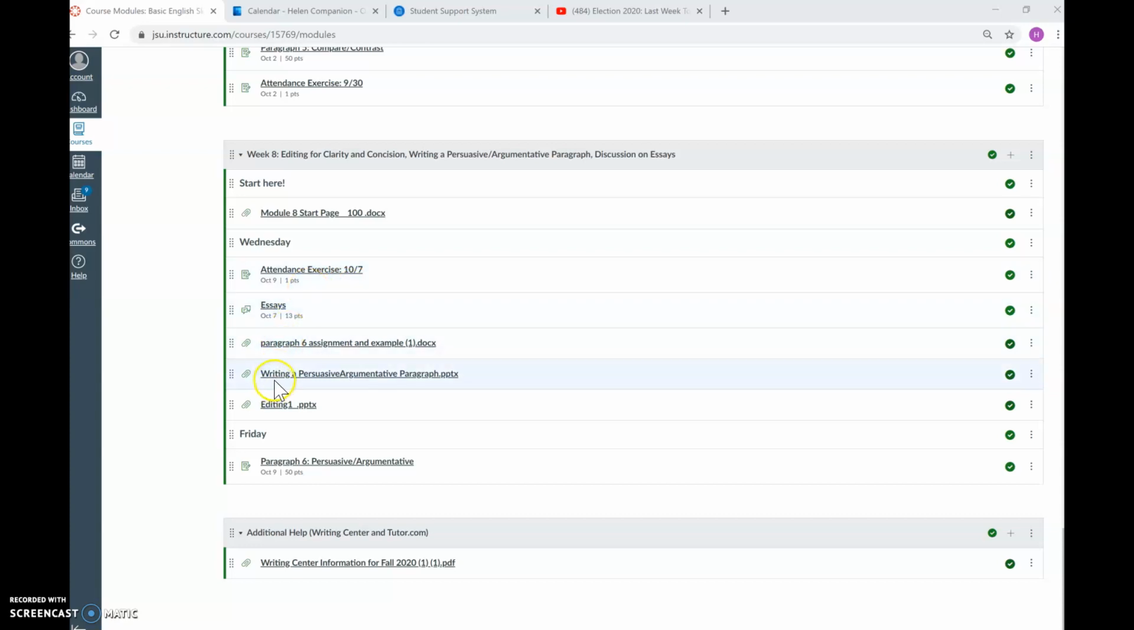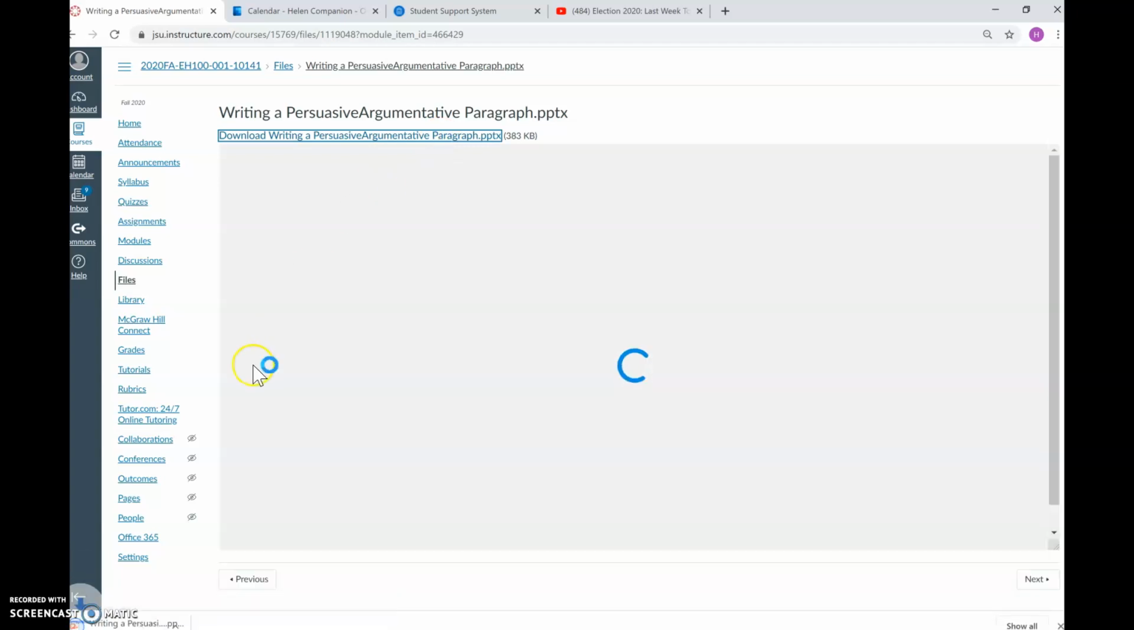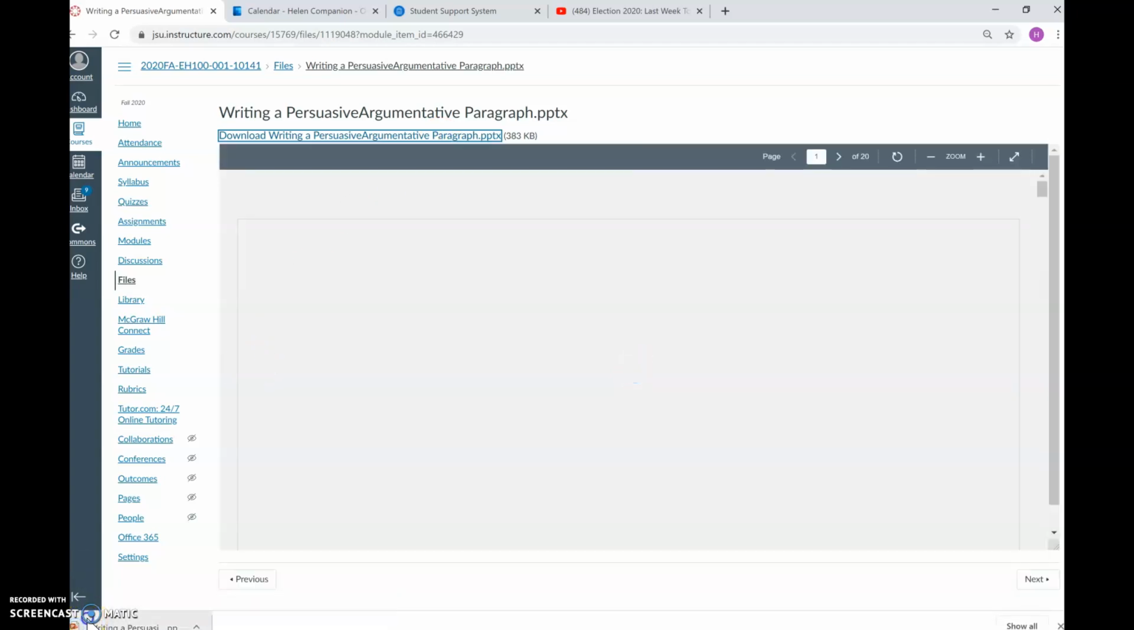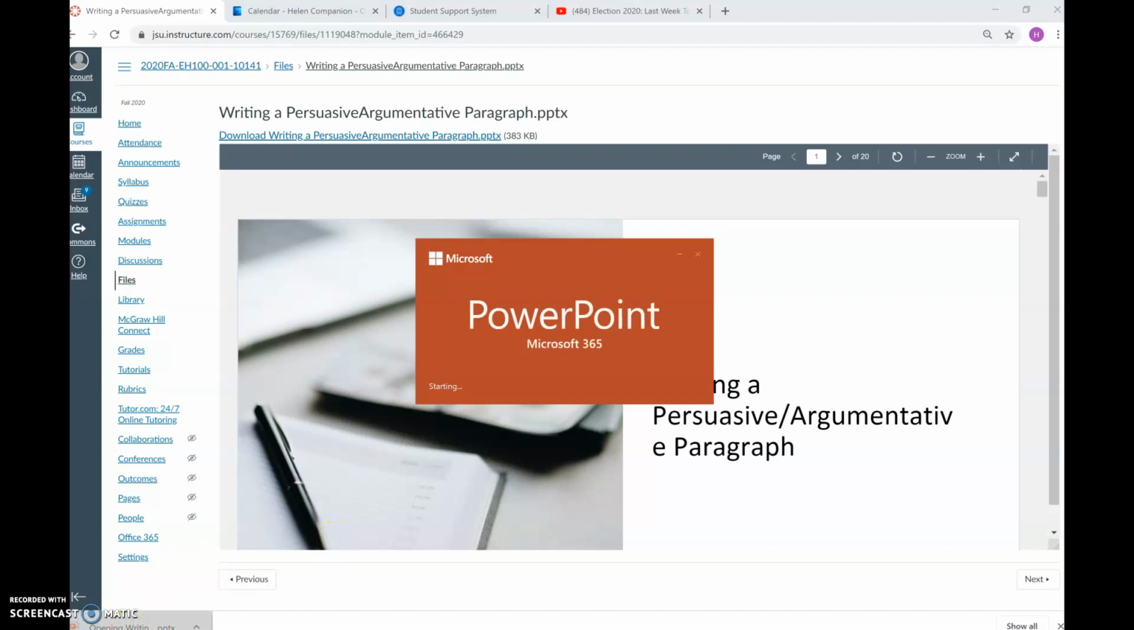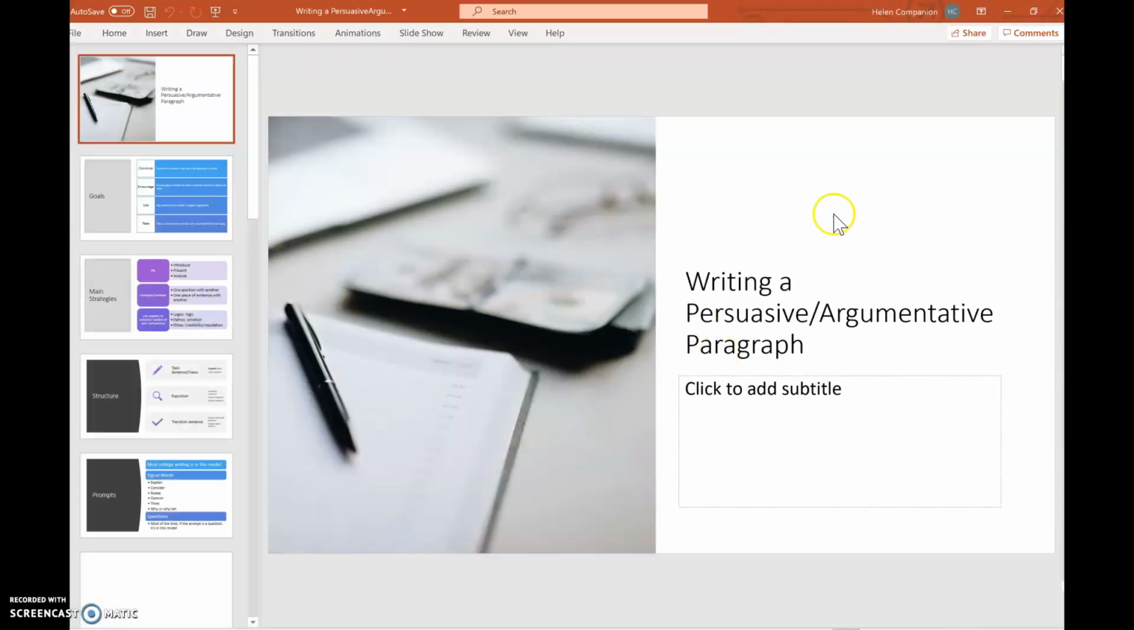The two things that we were going to talk about today or tomorrow were the persuasive argumentative paragraph, and editing for clarity and concision. So we'll start with the persuasive argumentative paragraph. Let me go ahead and download it over here. We'll need to keep an eye on time because the screencast will only go 15 minutes at a time. So here's the start of it.